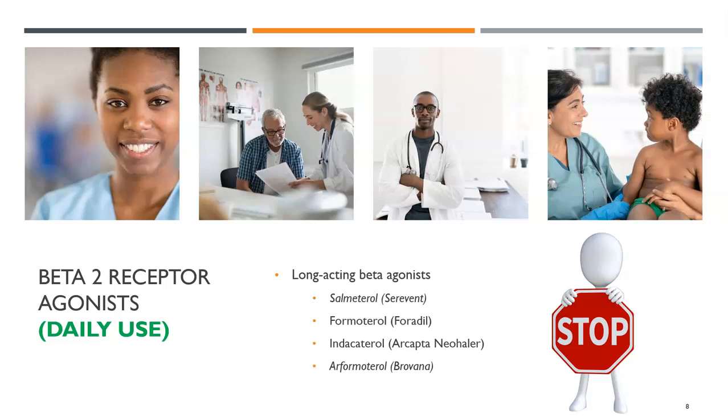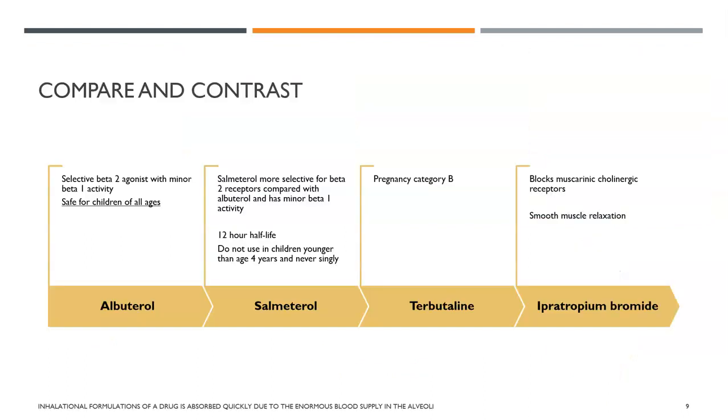So one thing that's really important for you to know is you do not use a long-acting beta agonist alone. It has to be used when combined with a corticosteroid. And why is that? Used alone, it increases the risk of death. So do not use those long-acting beta agonists alone. So that's why I have the little stop person there. He's telling you don't do that.